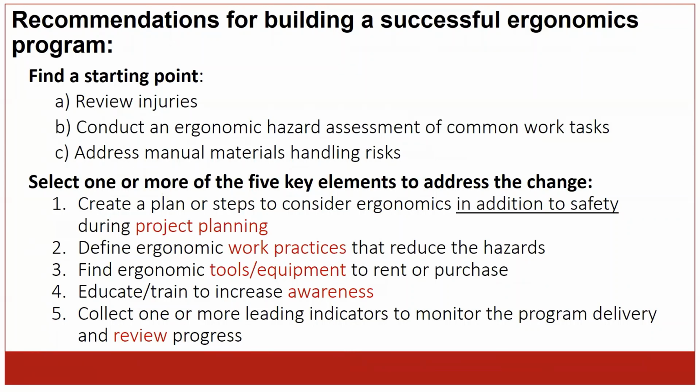Then use one or more of the 5 key elements to begin developing your ergonomics program to address the ergonomic hazards. The first 3 involve planning to identify the hazards and find interventions, work practices, and tools or equipment to reduce the risk. These are good to use together since any plan should include solutions. It is also important to involve your employees in this process because they can provide valuable insights into the causes of the hazards and ideas for mitigating the risks.